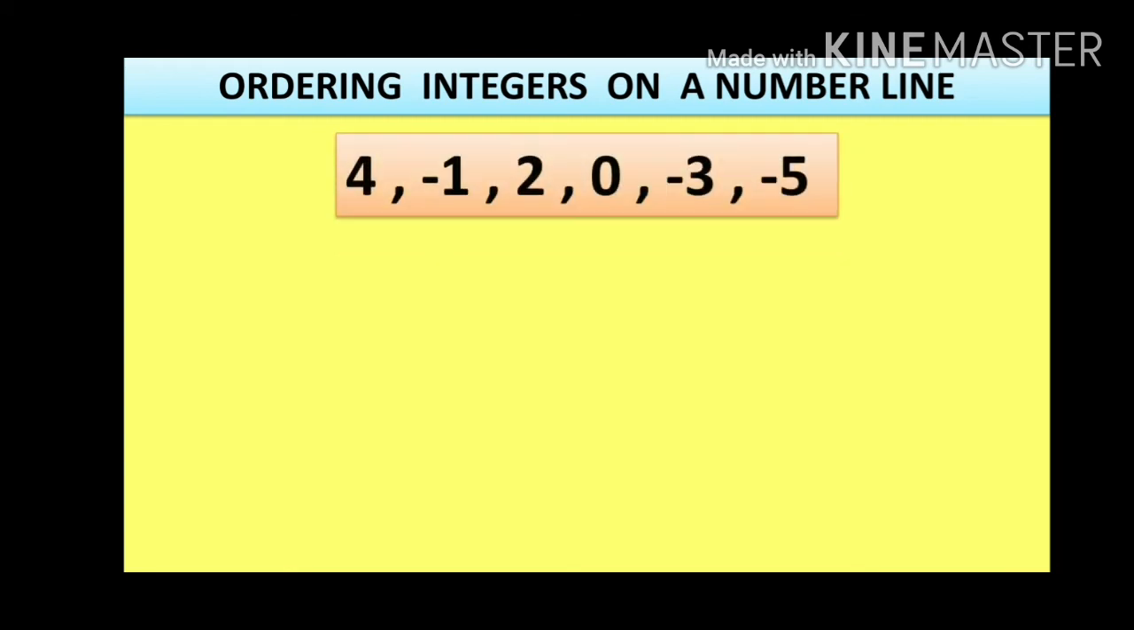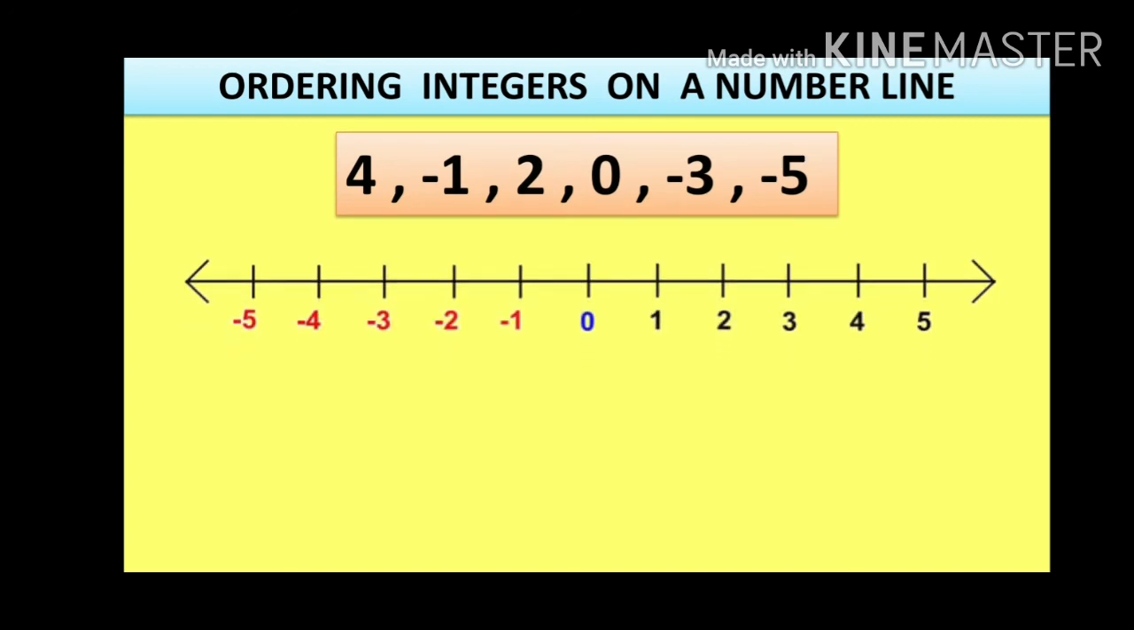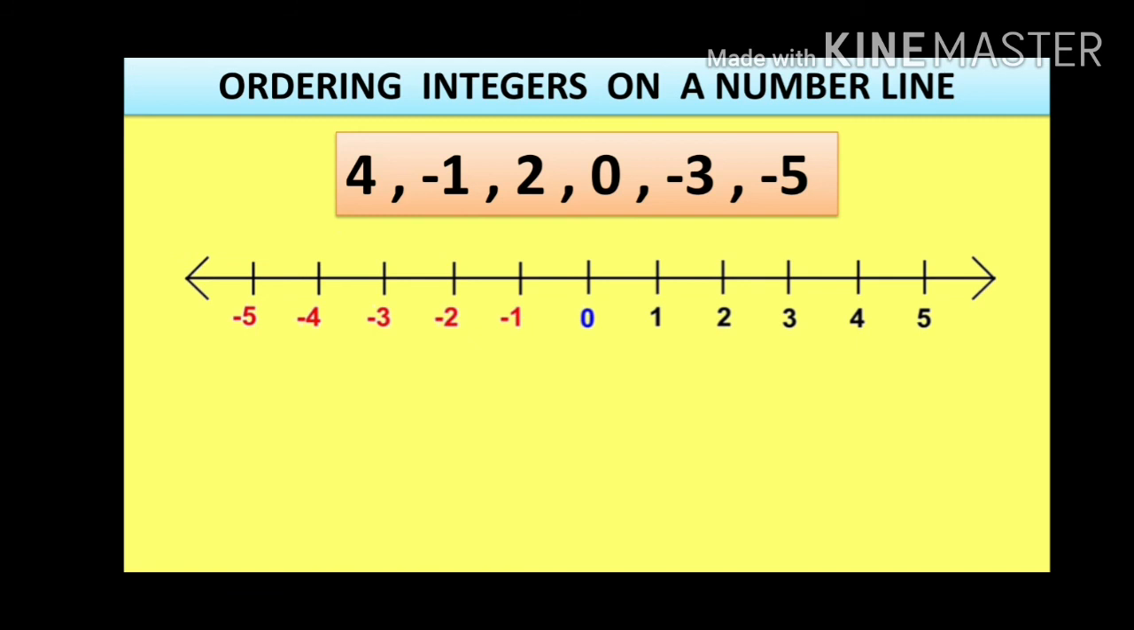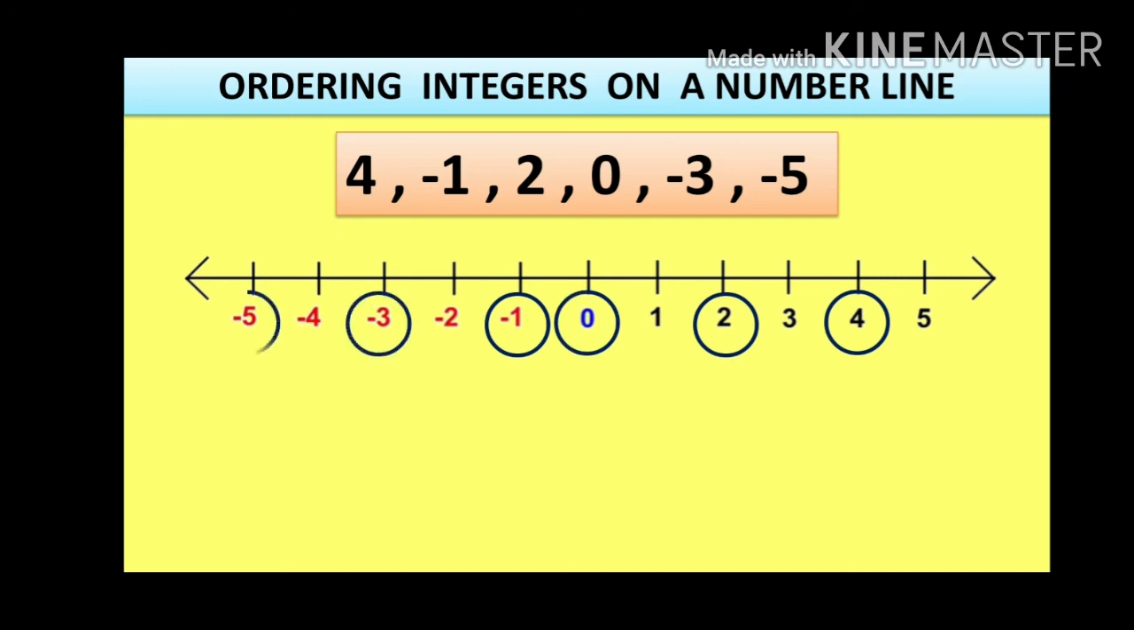Next, ordering integers on a number line. So now we'll order some integers: 4, -1, 2, 0, -3 and -5. Let's take a number line and first mark all these integers: 4, -1, 2, 0, -3 and -5. So here we mark all the integers on a number line.